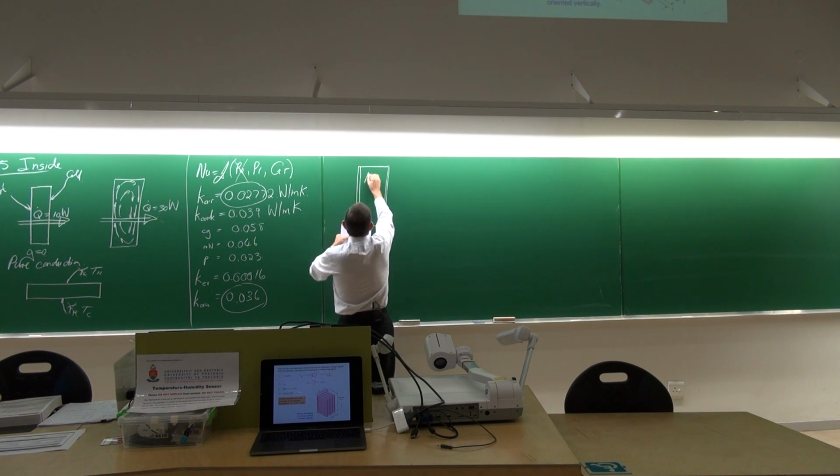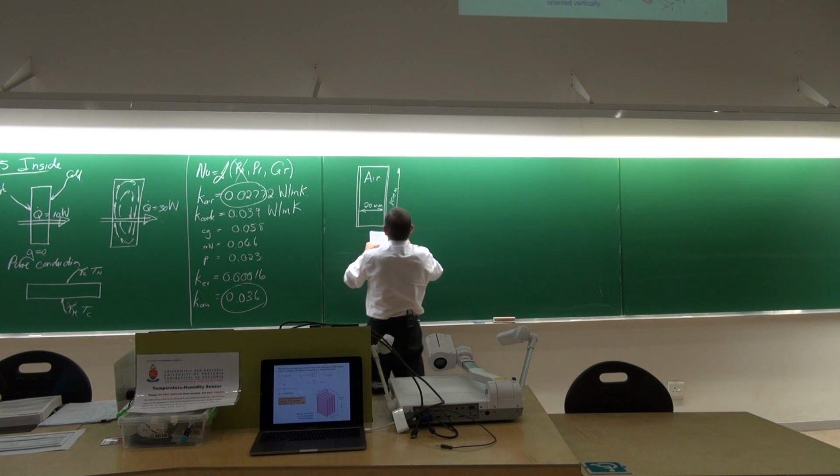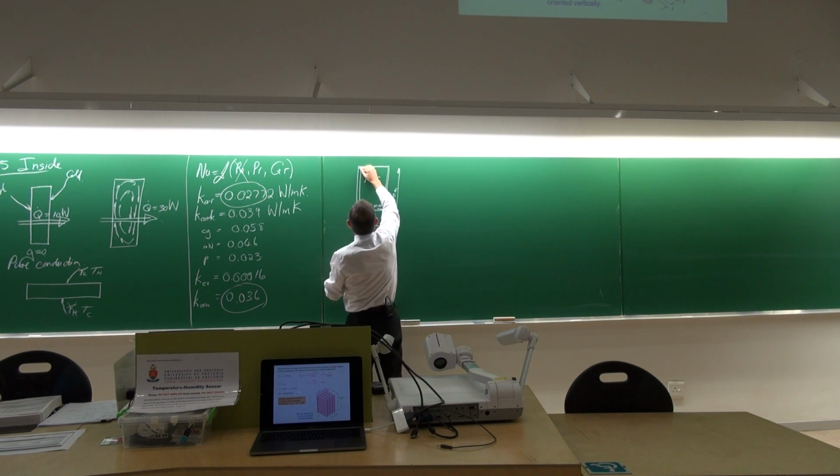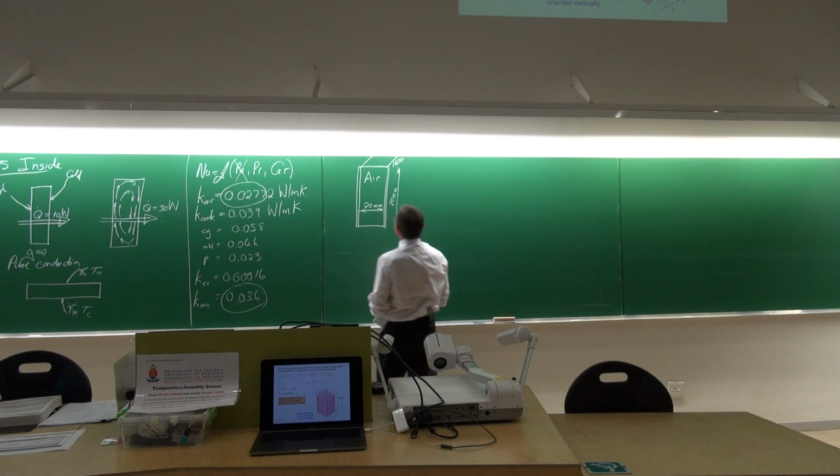And we've got air inside the glass. This distance is 20 millimeters. It's a typical distance that you would get. That distance is equal to 800 millimeters. And the distance in that direction is 1,600 millimeters, 1.6 meters.